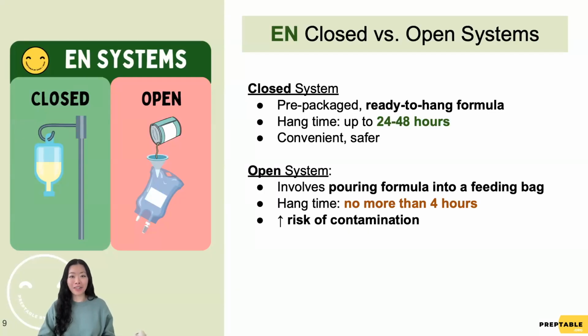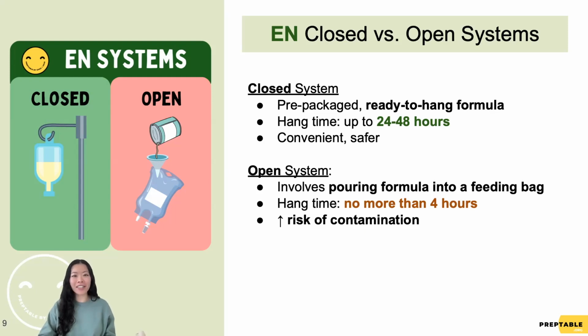Now that you have a better understanding of the enteral access of the feeding tube, let's discuss the formula bag that connects to the feeding tube. We have both closed and open systems. So how do they differ? Closed or ready-to-hang enteral feeding systems utilize a pre-packaged formula in a container that's sterile and ready to use. This formula container can be used for up to 24 to 48 hours, reducing the risk of bacterial contamination and spoilage. Hence why this closed system is more convenient and safer.